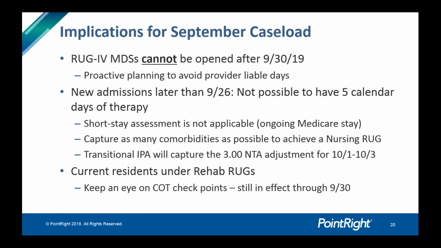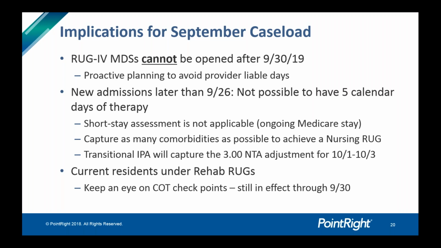That first transitional IPA, as I said, that will be day one for the variable payment adjustment, and that will give you the 3x multiplier to the non-therapy ancillary count for October 1st, 2nd, and 3rd. So, get as much as you can off of that. That sounds kind of cynical, but you do want to make sure that you capture fully the residents' comorbidities, because that's going to be the new reality.